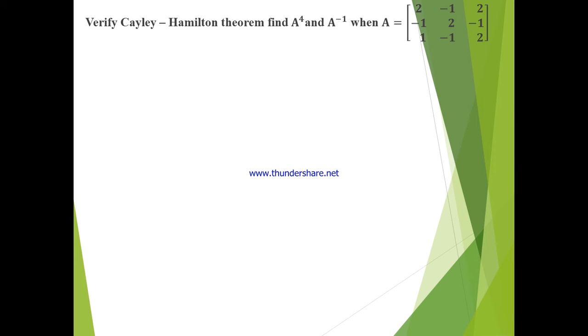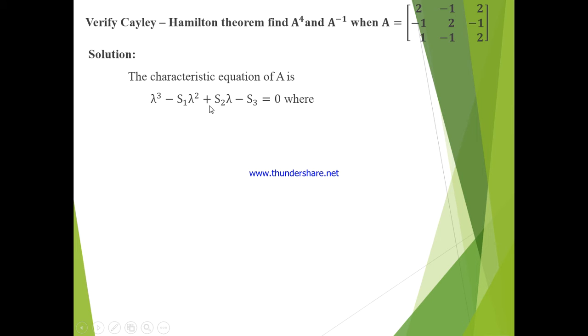Verify the Cayley-Hamilton theorem. Find A power 4 and A inverse, where A is the matrix [2 -1 2; -1 2 -1; 1 -1 2]. The characteristic equation of A is lambda cube minus s1 lambda square plus s2 lambda minus s3 equals 0. So first we have to find s1, s2, s3 and substitute the values in this characteristic equation.